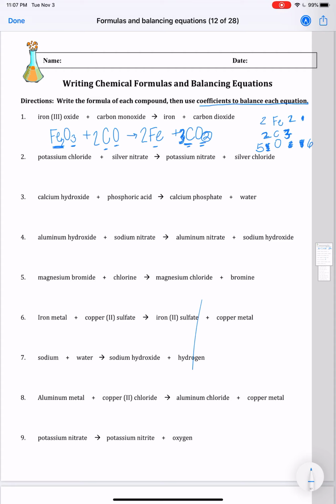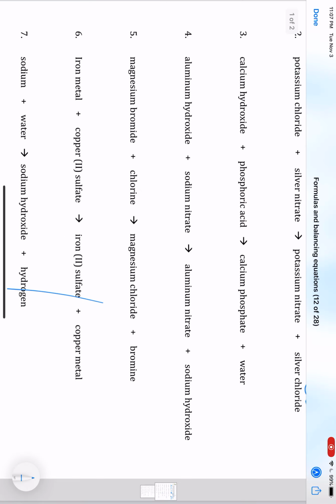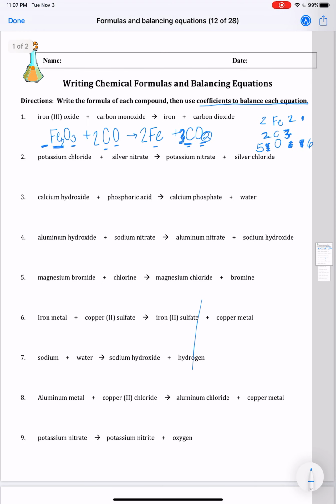Well, since I need both carbon and oxygen, I'm going to adjust this one, okay? You could adjust the oxygen here, but that's not going to fix the carbon problem. So because I need to fix the carbon problem too, sorry about that, I'm going to change this 2 to a 3, okay? So now I'm going to have 3 carbon and 6 oxygen. 3 oxygen here, 3 oxygen here.